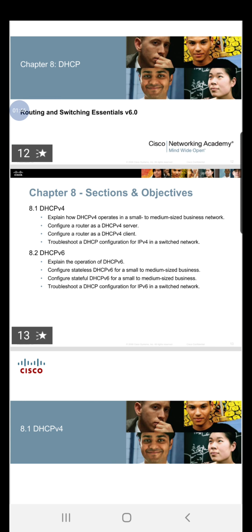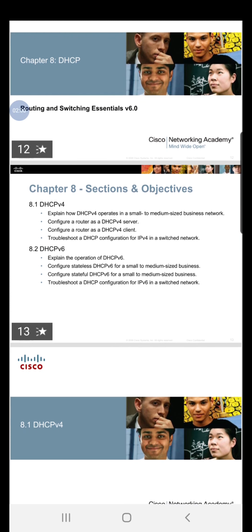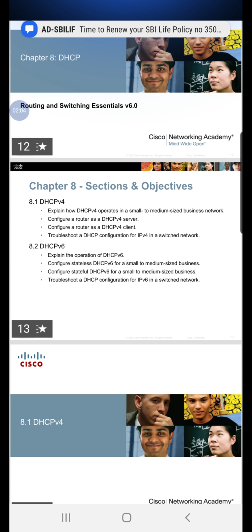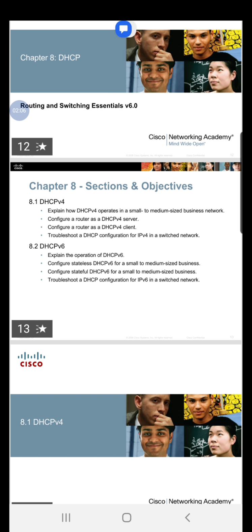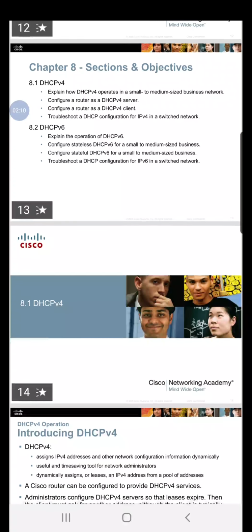After doing all these configurations, we must know how to troubleshoot if there is any problem after the configurations, right? If there is any problem, we must be in a position to solve those problems also. So in this chapter we are going to study how to troubleshoot. So we will start now.